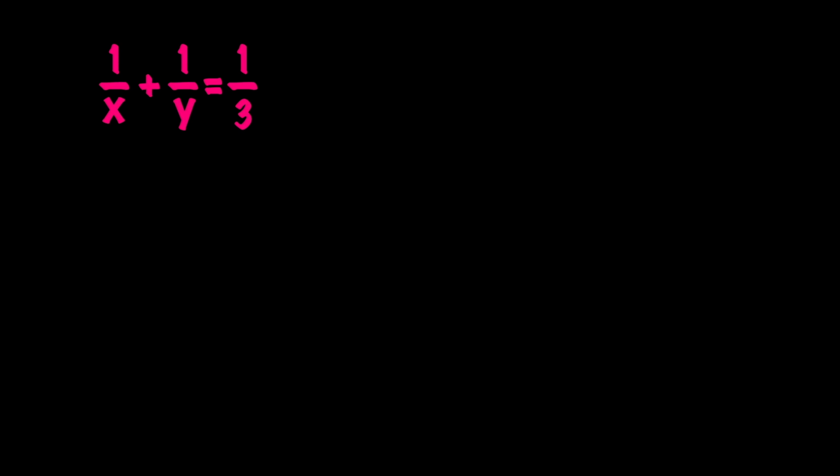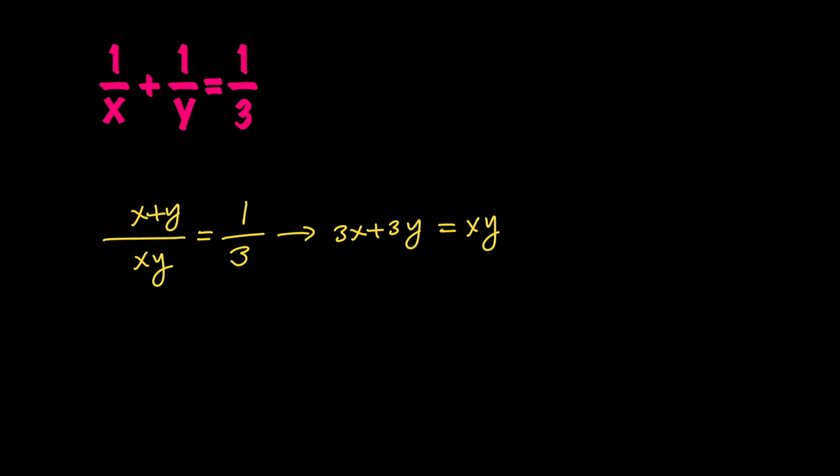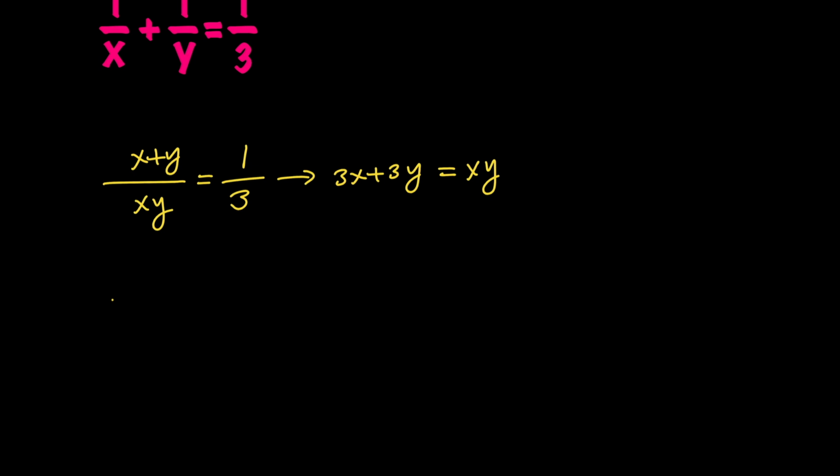First of all, let's go ahead and get a common denominator on the left-hand side. So if you do that, we're going to have x times y in the bottom and x plus y in the top. This equals 1/3. So we can cross and multiply and get 3x plus 3y equals x times y. Next, let's go ahead and move everything to the same side. So we're going to have 3x minus xy plus 3y equals 0.